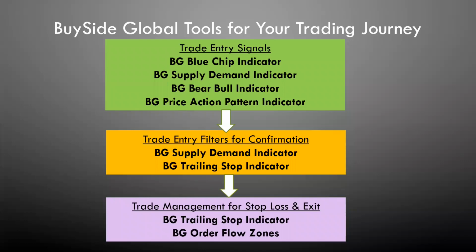So here are some signal indicators. In fact, you want to write these down. These are the ones I want you to look closely at. The BG Blue Chip indicator, the BG Supply Demand indicator, the BG Bear Bull indicator, and the BG Price Action Pattern. All these help you make a decision of when to get in a trade. Yes, now is a trade. Yes, that's a go. We'll talk about these a little bit more in depth.